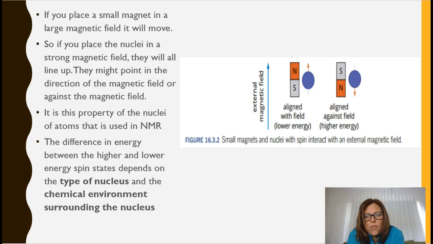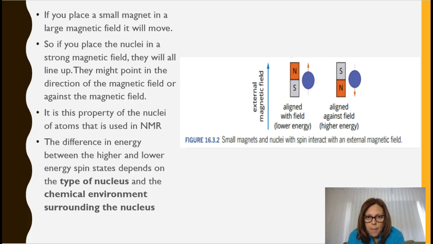So if they are aligned with the magnetic field, they have a lower energy. If they're aligned against the field, they have a higher energy there. So the difference between the higher energy and the lower energy spin states will depend on what type of nucleus it is and the chemical environment that's surrounding the nucleus. And again, that's what we're going to be looking at, the chemical environment surrounding that nucleus.